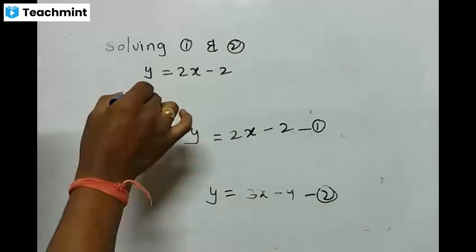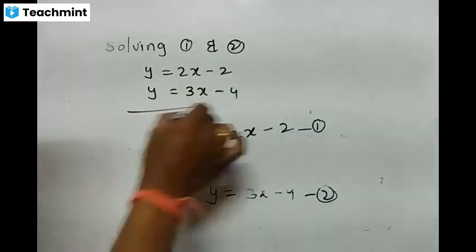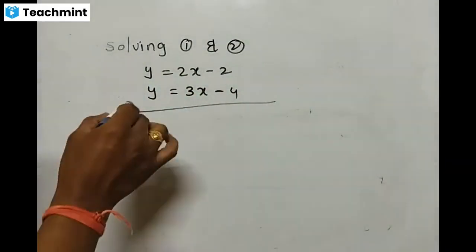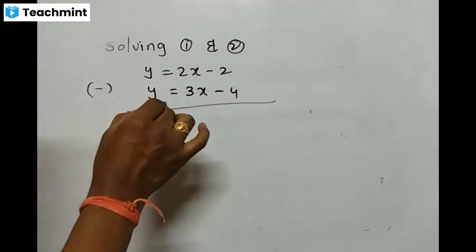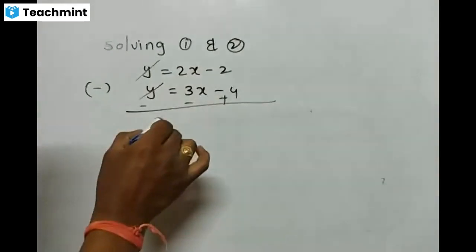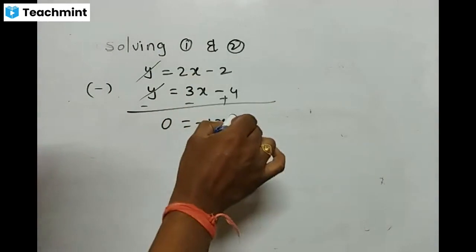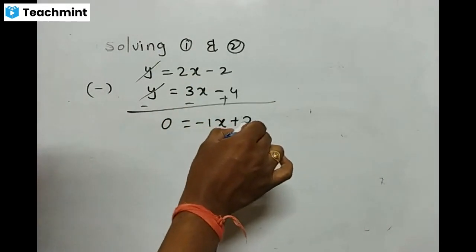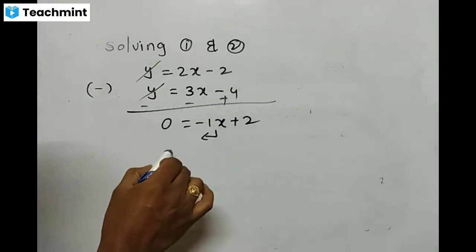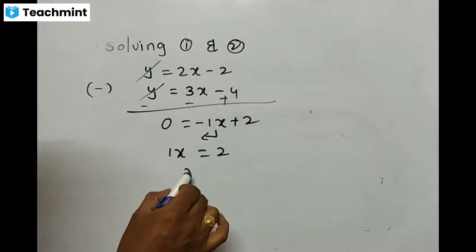This is the first one. This is 3x minus the second. Subtraction you do. If you do subtraction, the symbols will change. Both get cancelled. So here 0 is equal to minus 1x. 4 minus 2 is nothing but 2 again. If you bring this minus 1x to the left side, it becomes 1x, that is equal to 2. X value is 2.